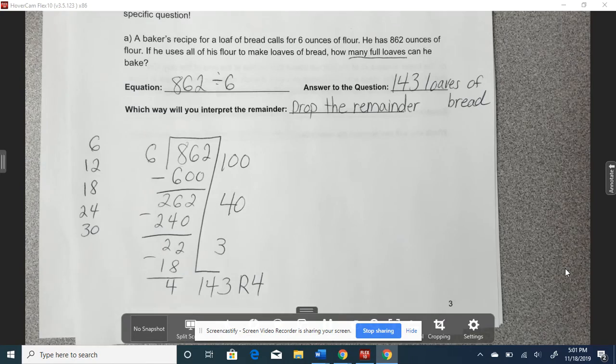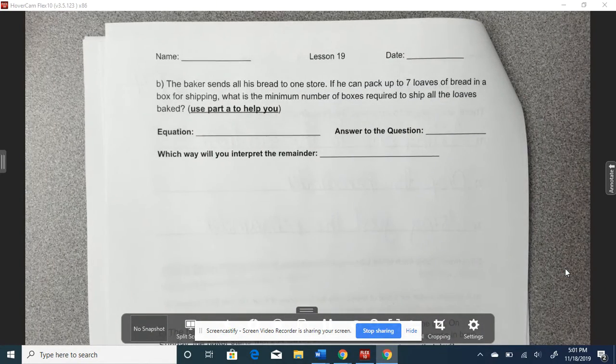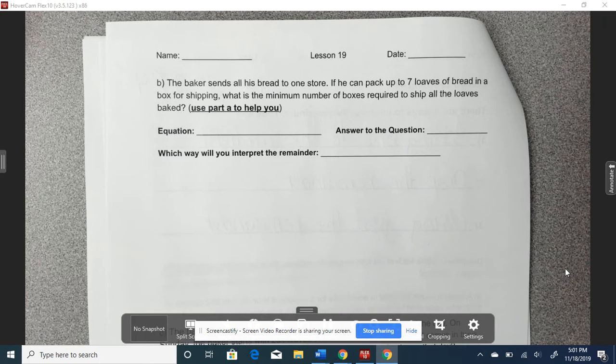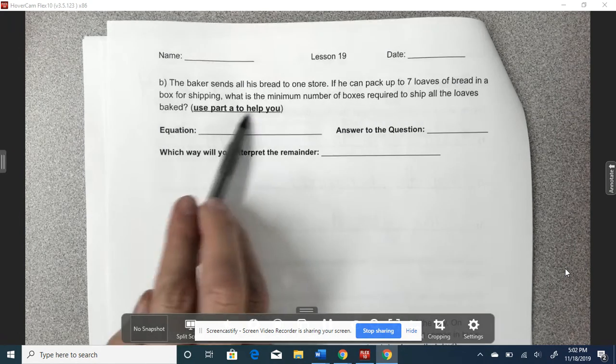So if you're still confused, don't worry, we've still got more problems to do. So we're going to flip over to the next part. B. The baker sends all his bread to one store. If he can pack up to 7 loaves of bread in a box for shipping, what is the minimum number of boxes required to ship all the loaves? Use part A to help you.